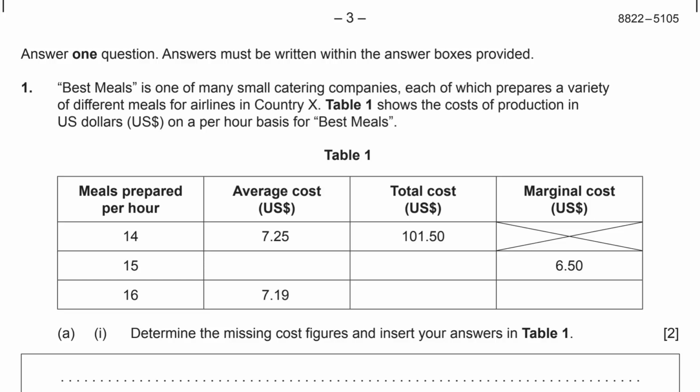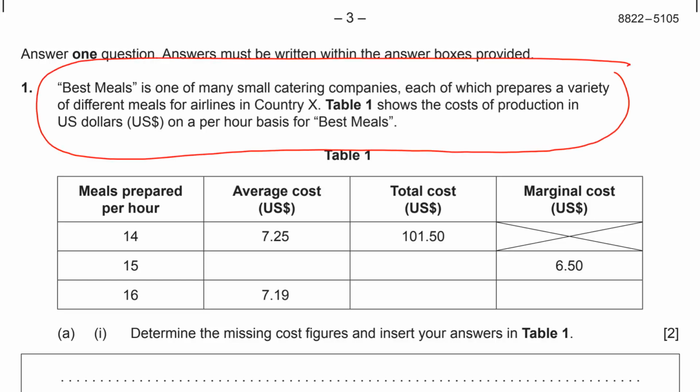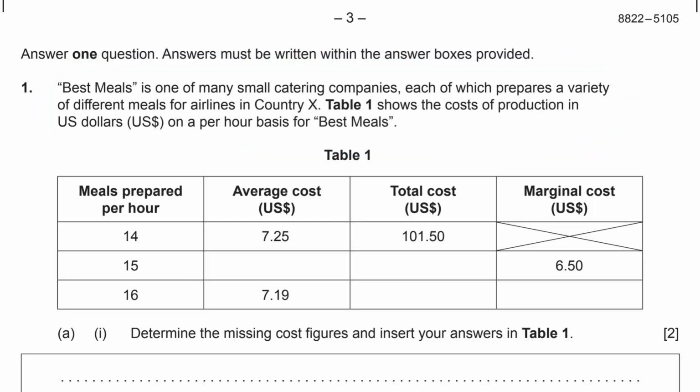Okay, so let's dive into it. So what do we have here? Best Meals is one of many small catering companies, each of which prepares a variety of different meals for airlines in country X. Table 1 shows the costs of production in US dollars on a per hour basis for Best Meals. I've got this table, and down here we've got the different number of meals that they can prepare per hour. These are the different quantities or levels of production. So they can do 14 meals per hour, 15 meals per hour, 16 meals per hour, etc.